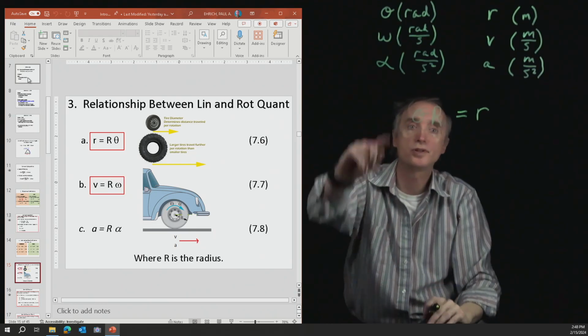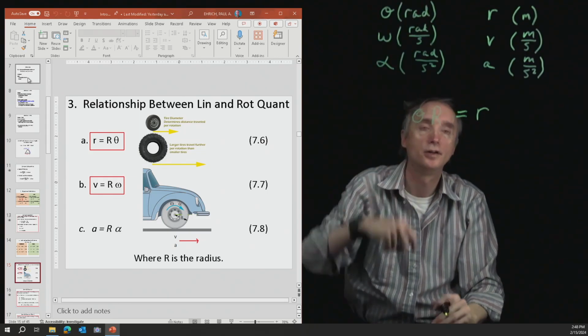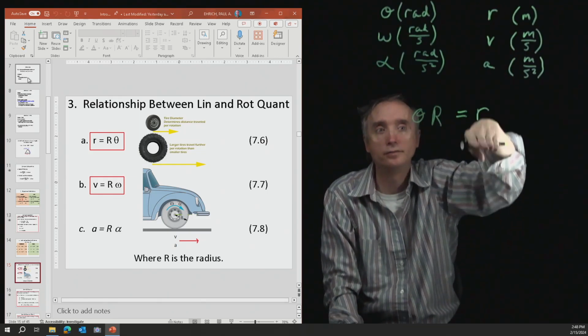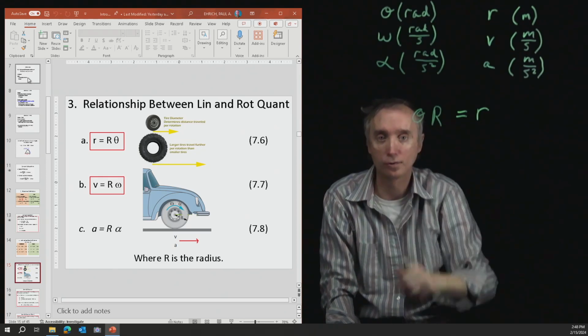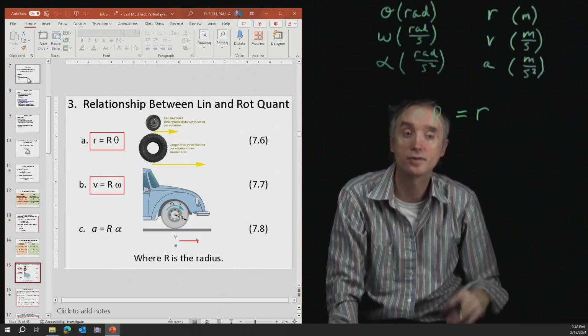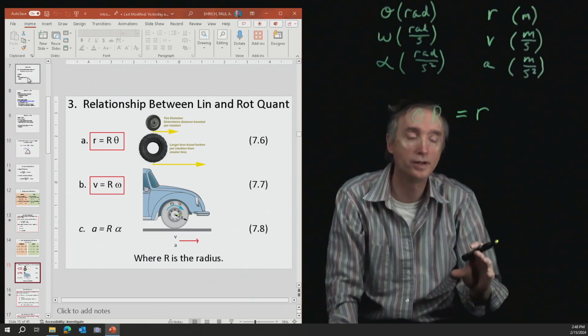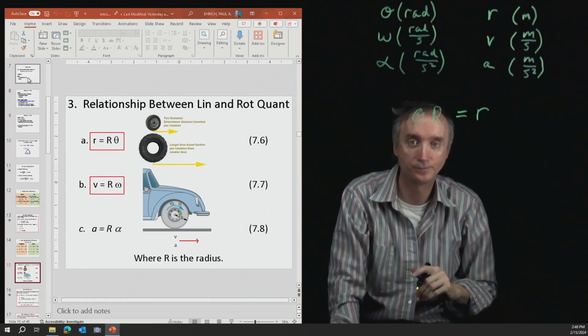So that we've got the rotational stuff over here, we've got the linear stuff over here, and then the connector between the two concepts is going to be the radius of the thing. Now this only works if it's rolling without slipping.